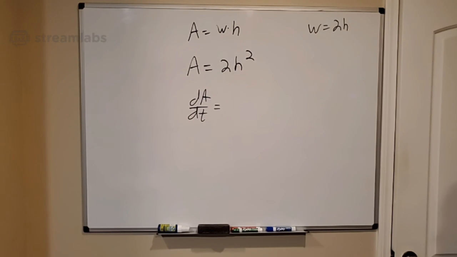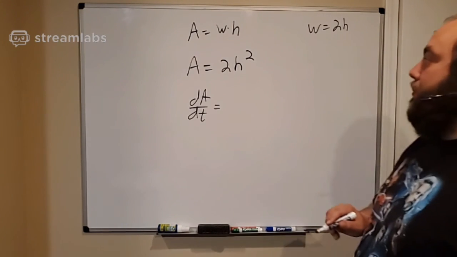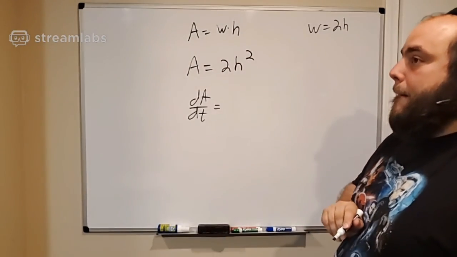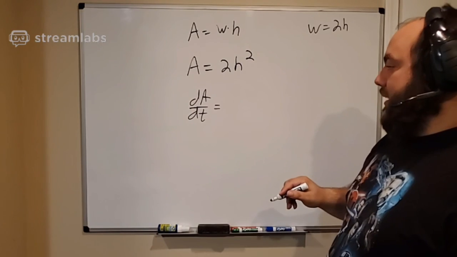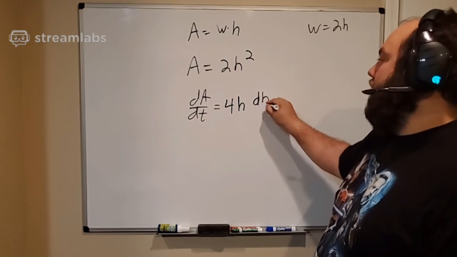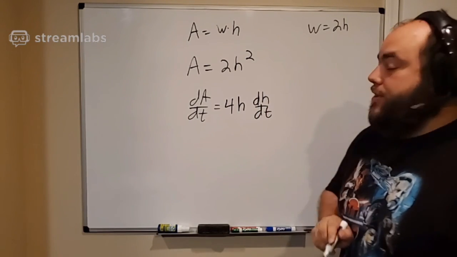The first part should be pretty easy. dH dt. But what else? It's not just dH dt. How do we take the derivative of the right-hand side? Well, you're gonna move the exponent, and it's gonna be like 4H. And then we get our dH dt. Yeah, I forgot the dH dt, and I picked A.